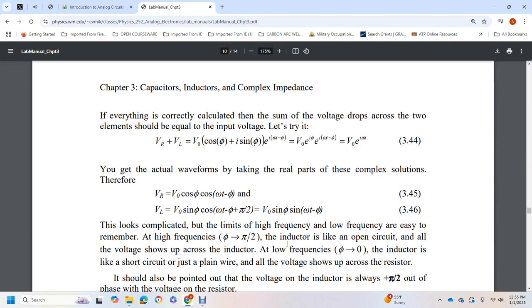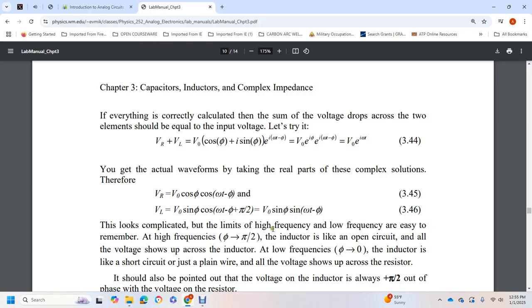If everything is correctly calculated, the sum of the voltage drops across the two elements equals the input voltage. You take the real part of the complex solution to get the waveform. This is a little complicated. For high frequency and low frequency, remember that at high frequency the phase is resolved to pi over 2.